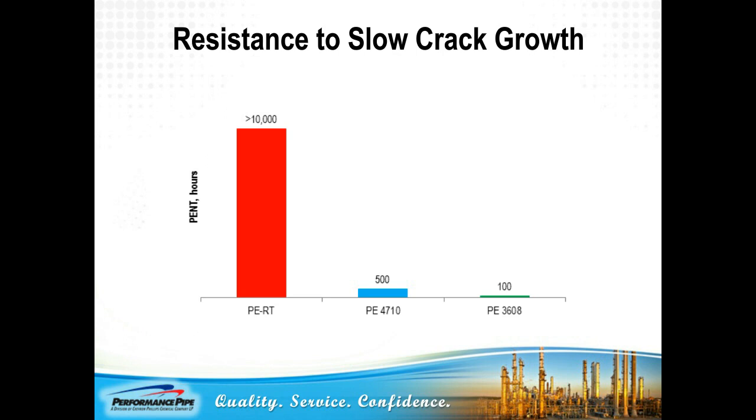Resistance to slow crack growth. For resistance to slow crack growth, a PE4710 material requires greater than 500 hours of PENT testing, compared to the previous PE3608 materials requiring only 100 hours of PENT testing, while the new PERT material achieves greater than 10,000 hours of PENT testing. This virtually eliminates slow crack growth as a failure mode and reduces the need for special bedding and embedment.